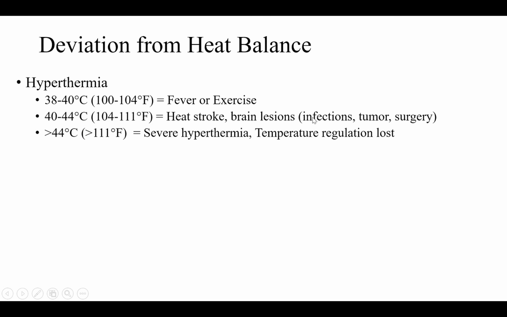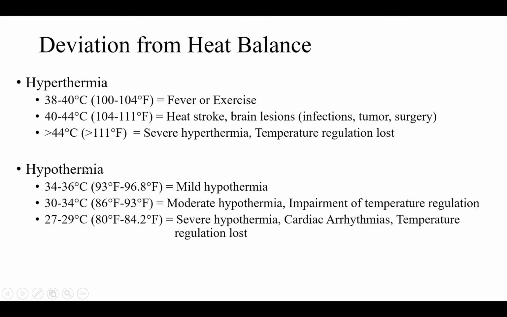And anytime you have brain lesions, that affects the thermoregulatory hypothalamic centers, and that causes an increase in temperature as well. And then severe hyperthermia occurs when body temperature is more than 44 degrees centigrade and temperature regulation is lost. If you have hypothermia, mild hypothermia is between 34 to 36 degrees centigrade. Moderate hypothermia is at 30 to 34 degrees centigrade, and at this temperature you have impairment of temperature regulation in your hypothalamus.